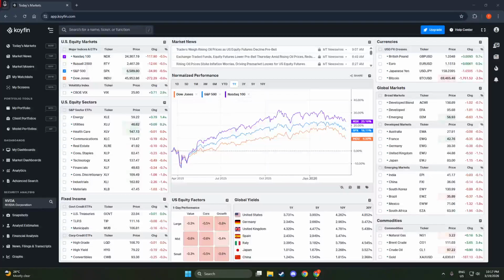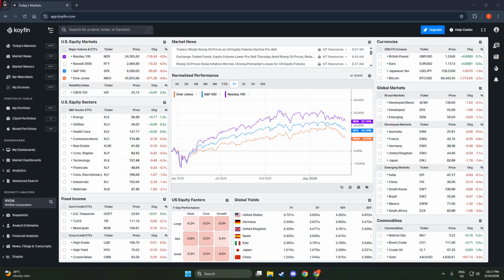In today's video, I'm going to teach you how to use Koyfin Short Interest. Short interest can be a powerful sentiment indicator. It tells you how many shares of a stock are sold short, often expressed as a raw share count, a percentage of the free float, or a dollar value.